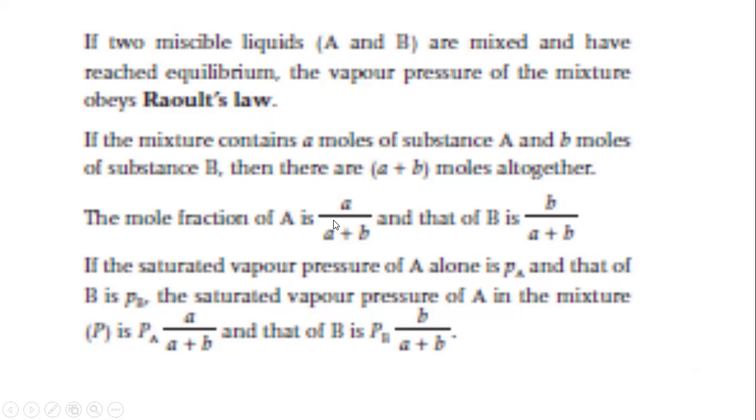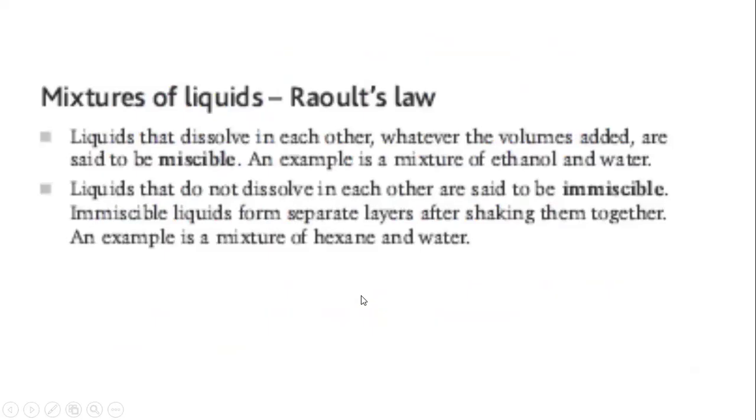How do you get mole fraction? Well, you take the number of moles of A and you divide it by the total number of moles. And you take the number of moles of B and you divide that by the total number of moles. So that is the mole fraction. To get the partial pressure, it's going to be the vapor pressure of A times the mole fraction, and for B, it's the vapor pressure of B times the mole fraction. That's how you get the vapor pressure.